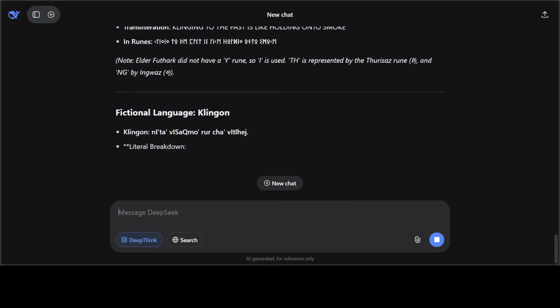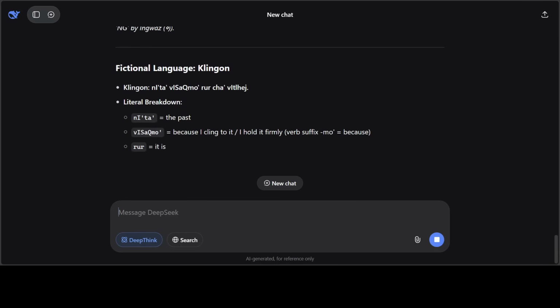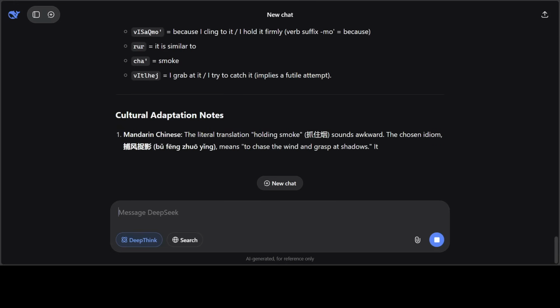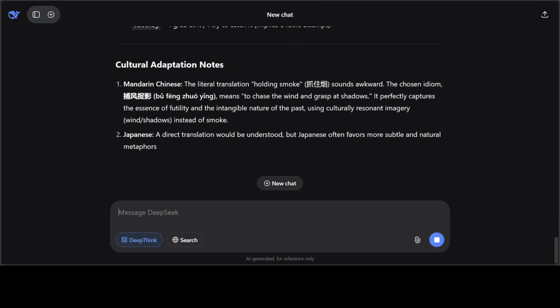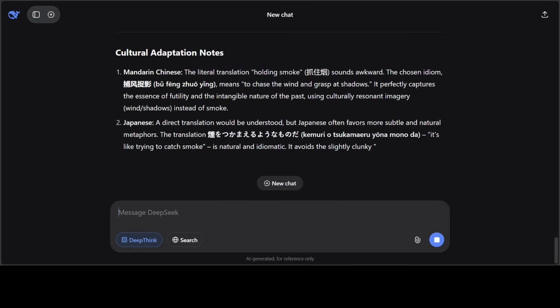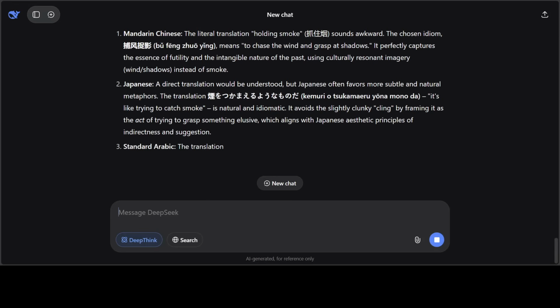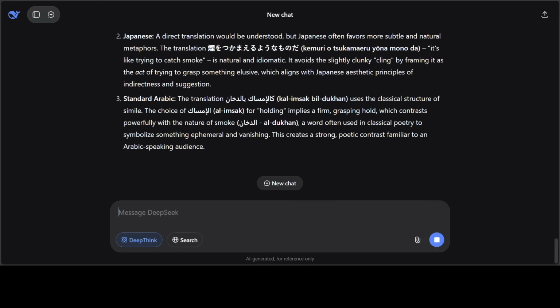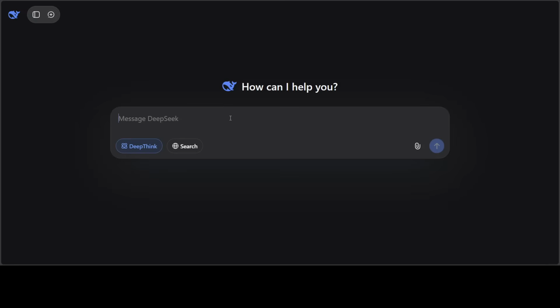And then a fictional language is there for you. It is just like some movies going on. So it has broken it down. Again, the cultural adaptation, it seems every model just does the same. So it is very similar to what other models have produced. Pretty cool. I think Arabic is a bit different. Very nice. Okay, let's do one final test as the model looks quite good.